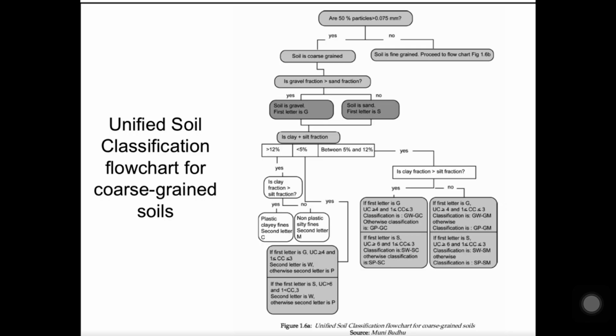Finally, we end up with combinations that represent different types of coarse-grained soils. This classification helps engineers predict how the soil will behave under different conditions. And that's how the Unified Soil Classification System flowchart helps us classify coarse-grained soil. This is one of the first analyses carried out in the laboratory to understand soil properties better.